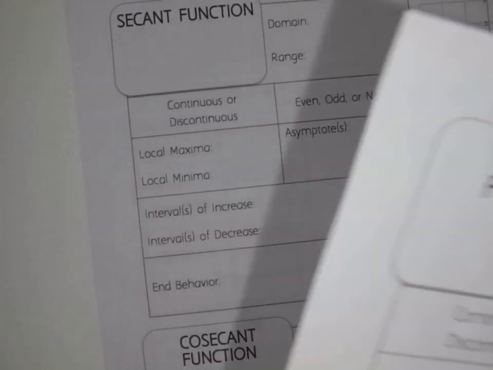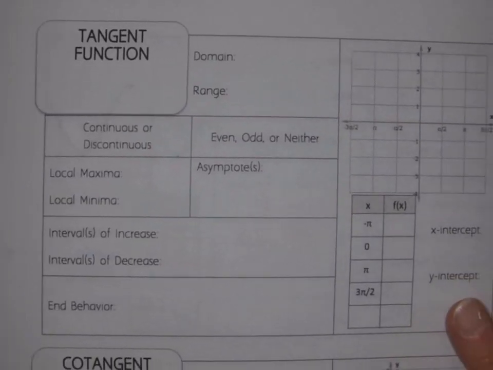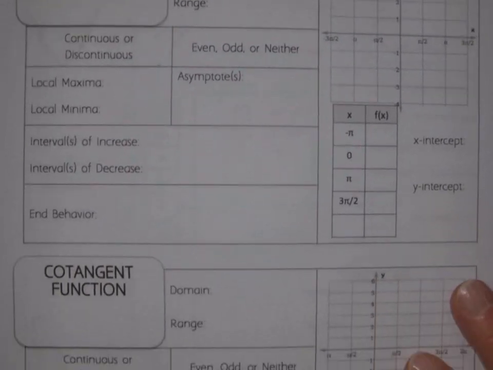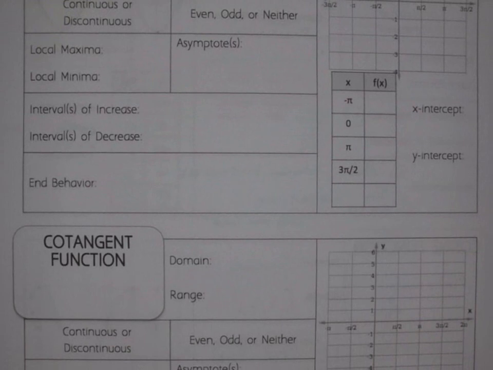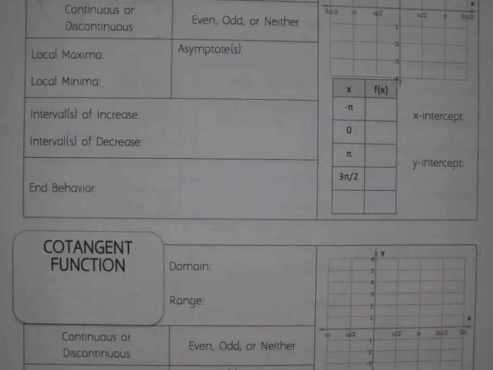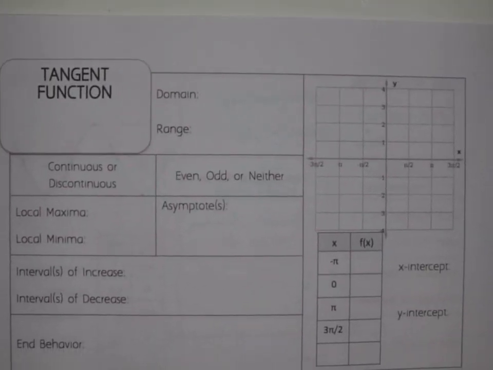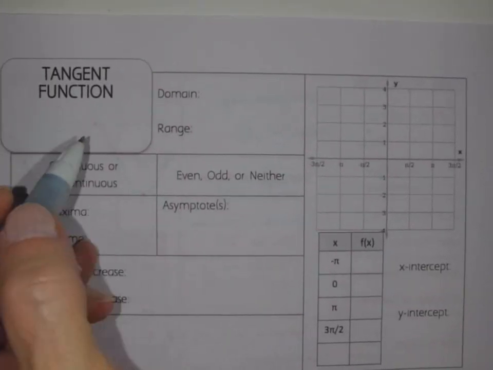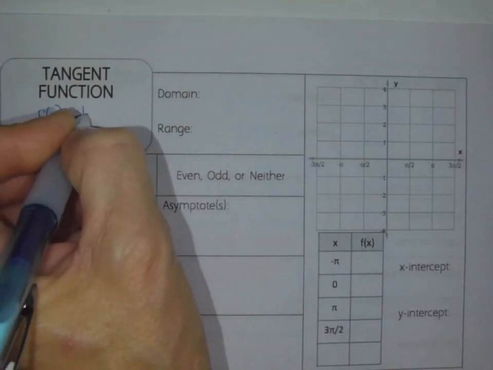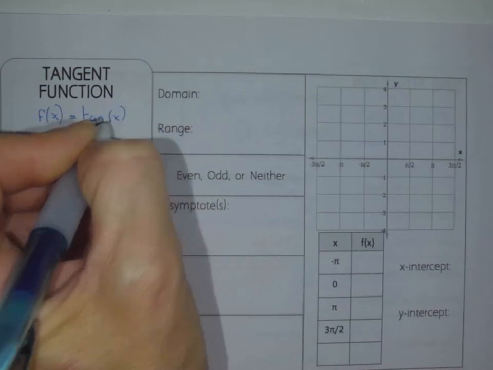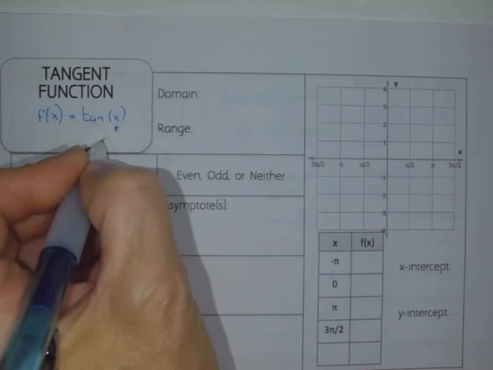Tangent. That's the last trig function we're going to talk about here, because the cotangent, secant, and cosecant are the reciprocals, really, of the main three, sine, cosine, and tangent, and we leave those for our trigonometric function unit. Okay, so the tangent will be f of x is equal to the tangent of x, and just like the other two, that input there is going to be an angle.